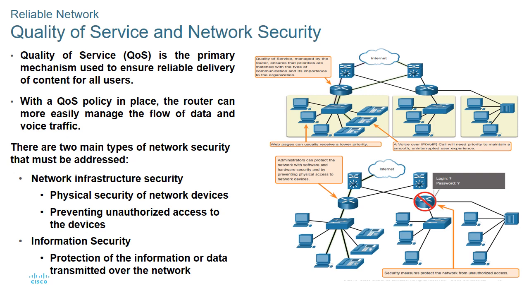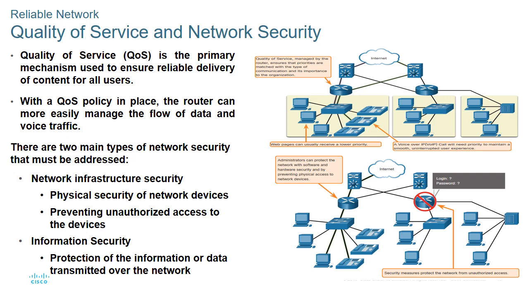That means the data should not be tampered with or disclosed by unauthorized users. So we need these two main types of network security. So what are they? Network infrastructure security, and the other one is information security.